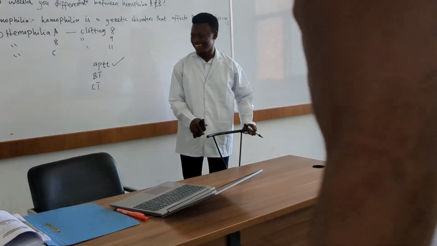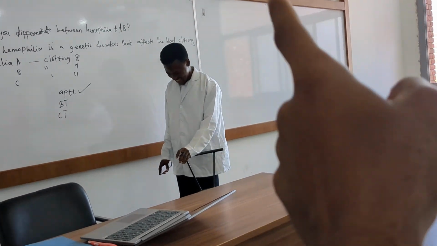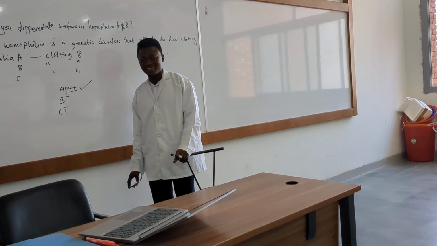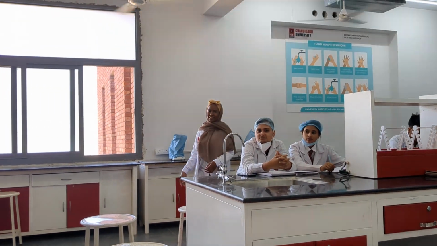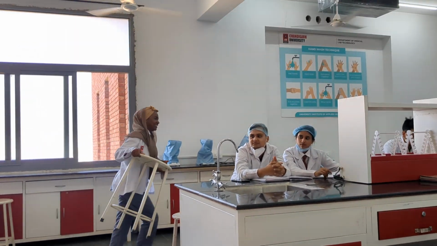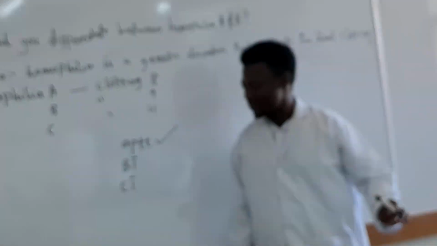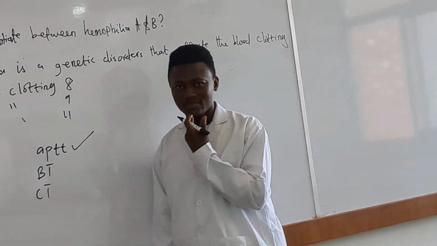Then tell me what will be the test pattern in von Willebrand factor disease? Lakshay, can you tell? What will be the test values in von Willebrand factor disease? What will be bleeding time? Bleeding time will increase and clotting time will be normal. So in von Willebrand factor disease, APTT and CT will be normal, but BT will be increased. Am I correct? Yes.